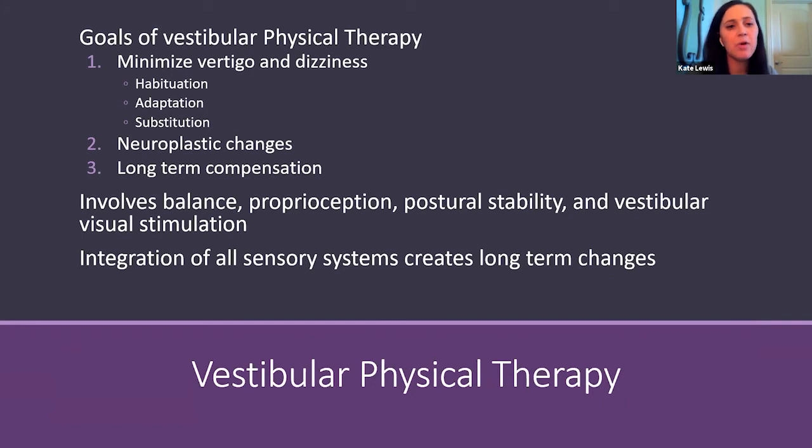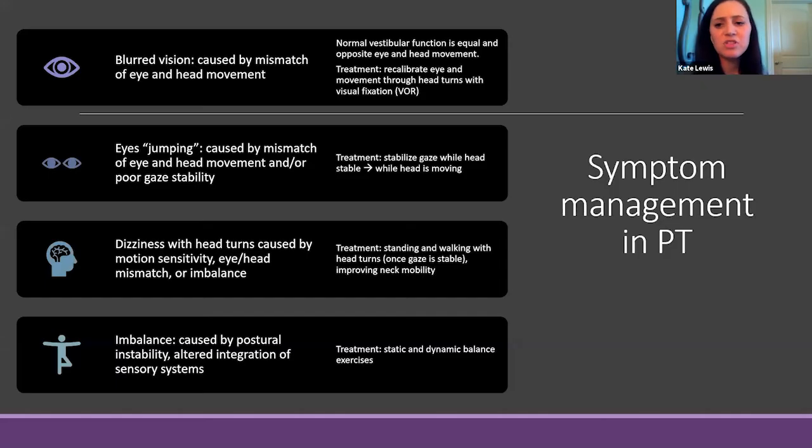Vestibular physical therapy is going to work on balance, proprioception, postural stability, and vestibular visual stimulation. We're going to try to get all those sensory systems to talk to each other better, to integrate more, to organize better in order to make long-term changes. So symptom management in PT. If somebody has blurred vision, a lot of times that's caused by a mismatch of eye and head movement.